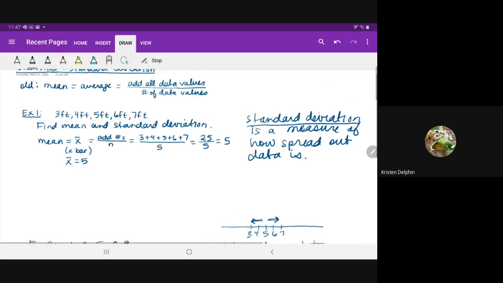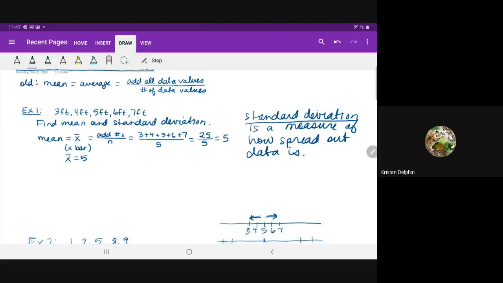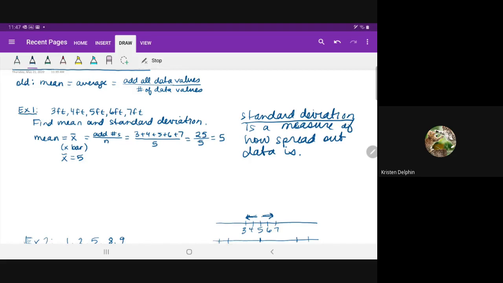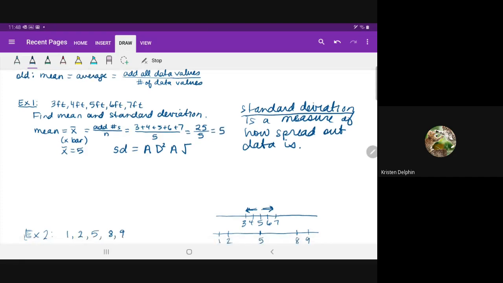Okay, so let me show you the formula. There's a formula. What I call it is SD for standard deviation. Let me give you the list. What I write is A, D squared, A, and then square root. So I'm going to show you how to use those 4 steps. There's kind of 5 steps, because D and squared are 2 different steps. I'm going to show you how to use these steps to get the standard deviation.